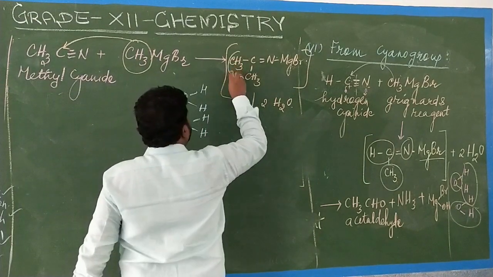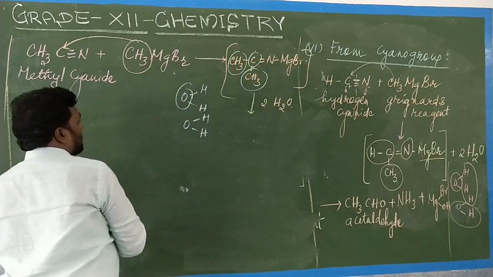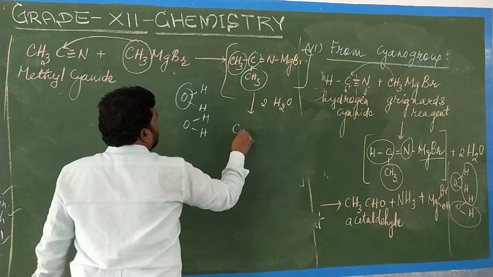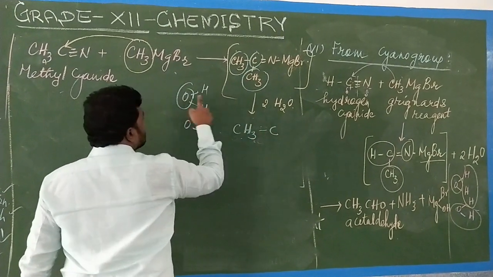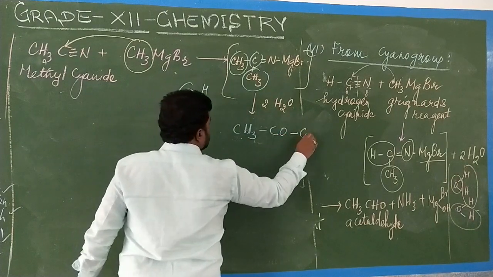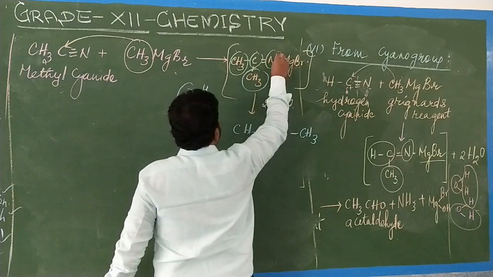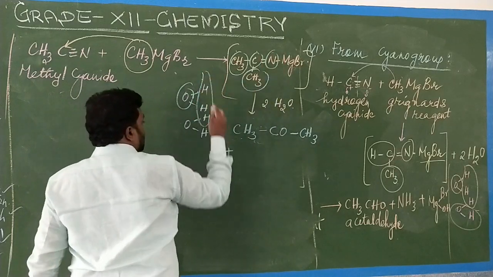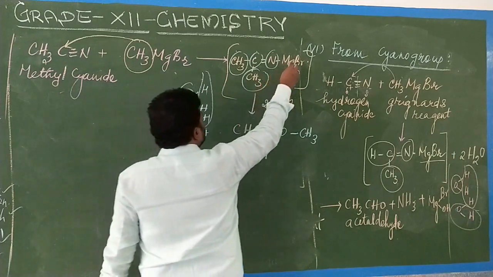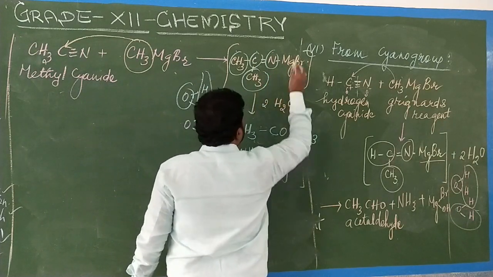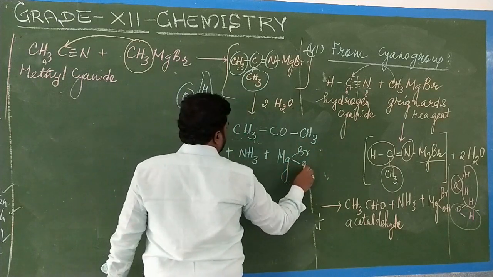This CH3, this C and this O will get combined and form what? First product CH3, this CH3 I have written, then bond C, then this oxygen bond this CH3, the first product is done, plus this nitrogen with these 3 hydrogens forms NH3, plus Mg, this Br, and then this OH will compound here.